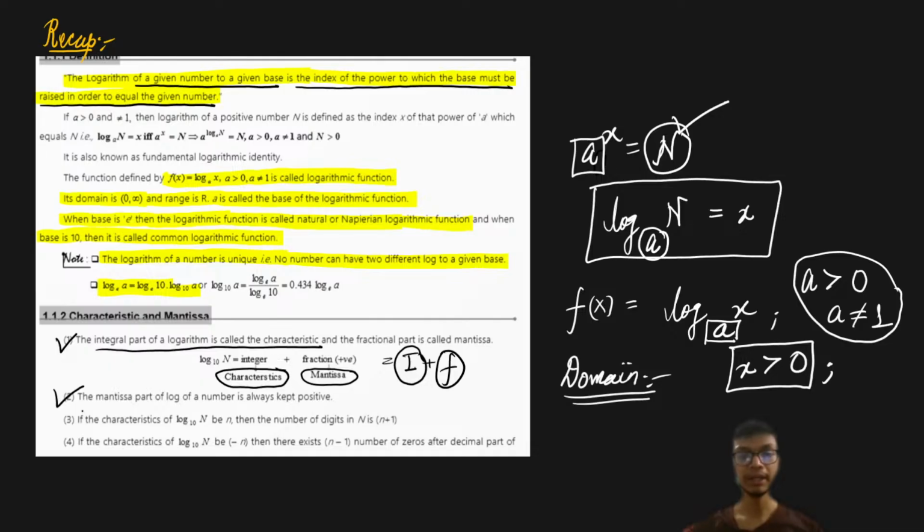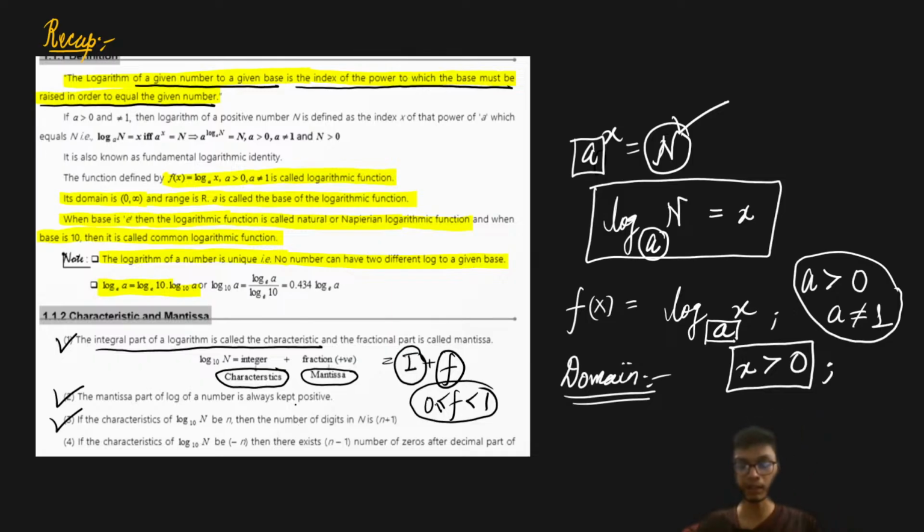The mantissa part of a log number is always kept positive. So the fractional part that you are keeping over here should be a fractional part function. That means this particular part should be between 0 and 1, right? So it should be defined like this. Okay, and the characteristic of the logarithm gives the number of digits.